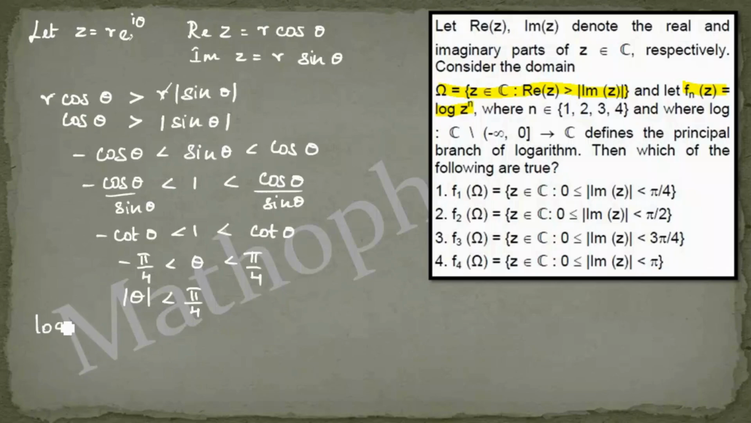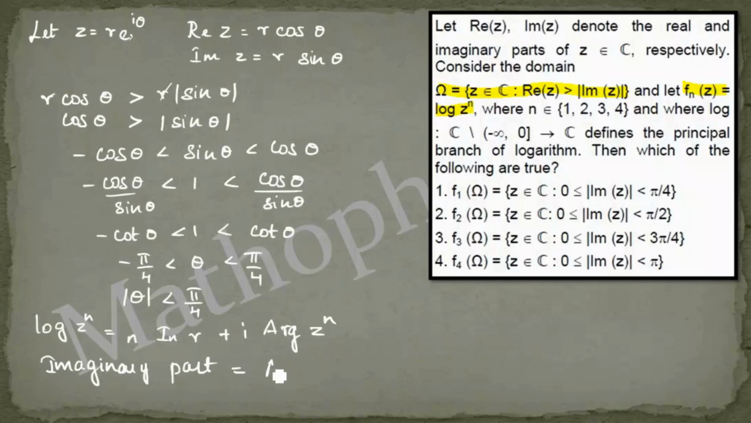Next, log z power n will be equal to n into ln of r plus i into argument of z power n. And here the imaginary part is equal to argument of z power n, which will be equal to n into theta.